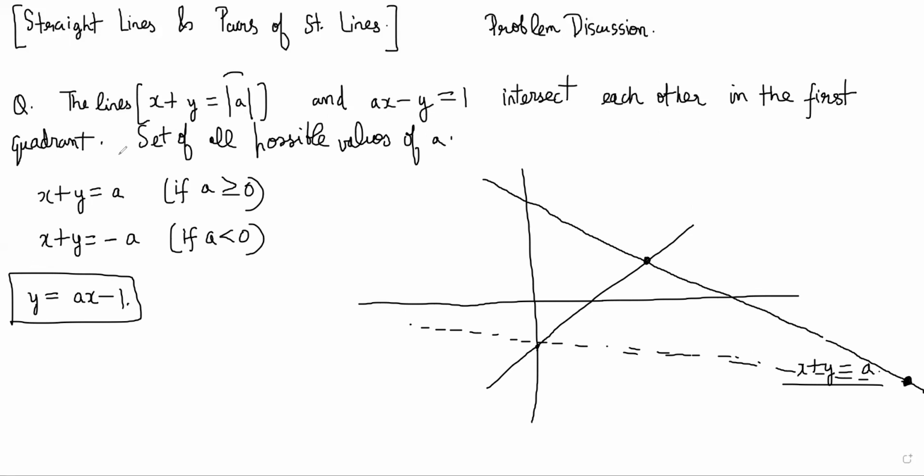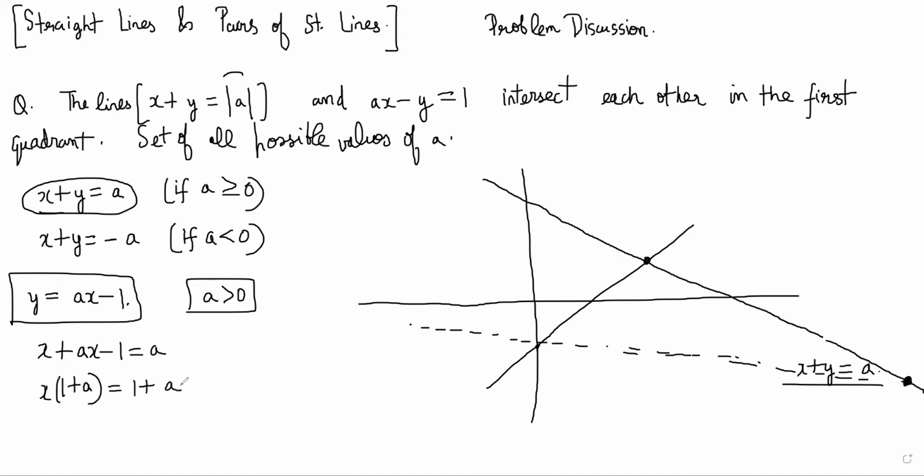So if he's saying that they intersect in the first quadrant, then let's take this case and find the intersection of this and this, ensuring that a is greater than 0, so that this is an upward sloping line. And then you will solve it. What will you get? Sir, I solved it by just finding the intersection of the two, but I was not able to understand the graph.